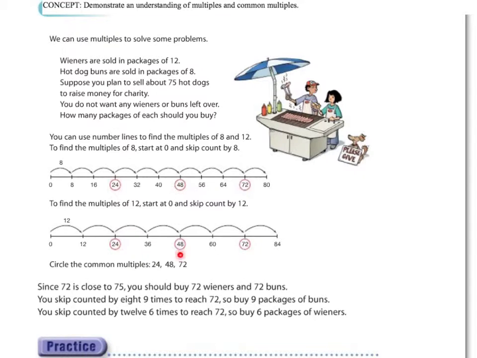Well, 24 is common. 48 is common. 72 is common. We want the number that is close to 75 because we want to sell 75 hot dogs. Since 72 is close to 75, you should buy 72 wieners and 72 buns. So we would actually need 1, 2, 3, 4, 5, 6 packages of wieners, and we would need 1, 2, 3, 4, 5, 6, 7, 8, 9, or 8 times 9, 9 packages of buns. This helps us to figure out how many of each we need.